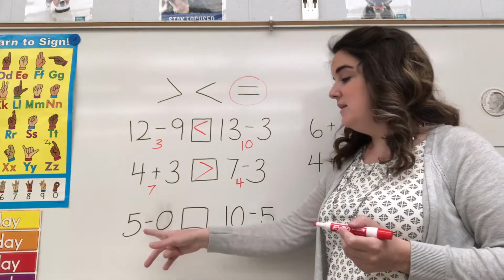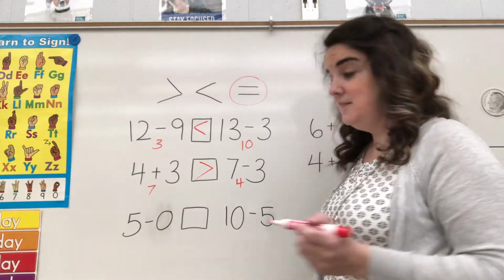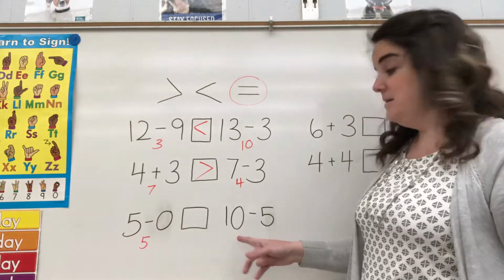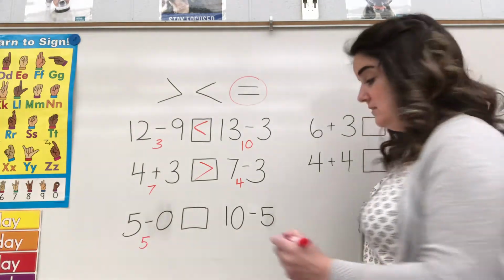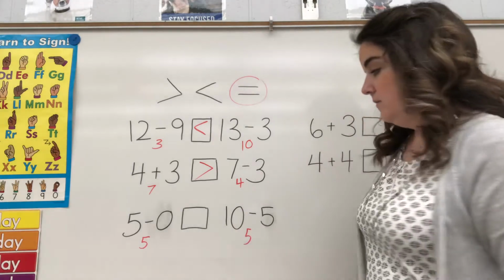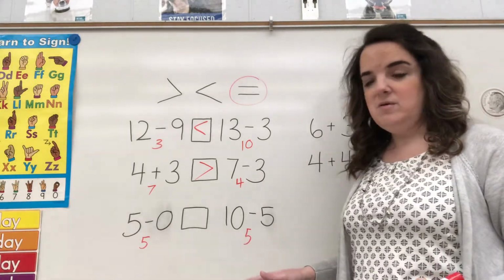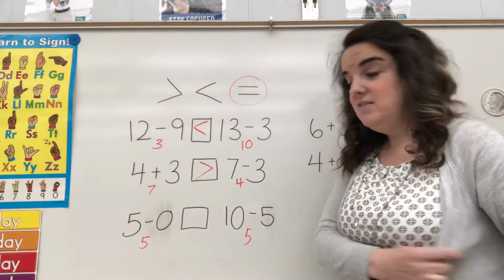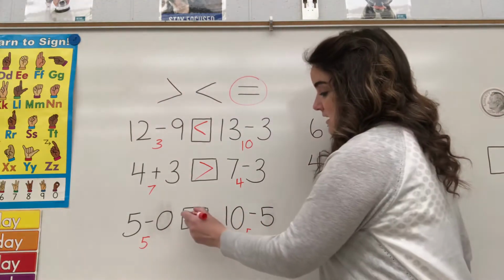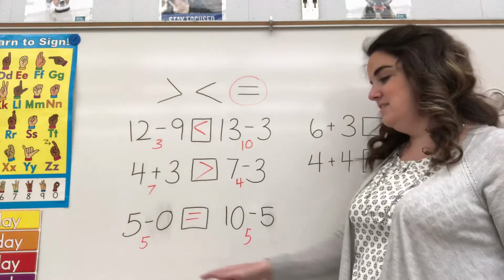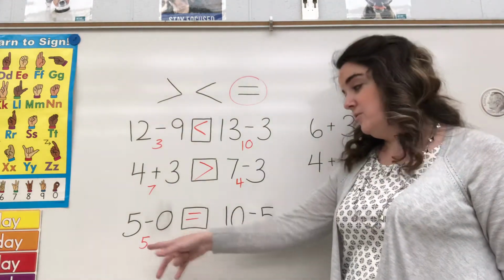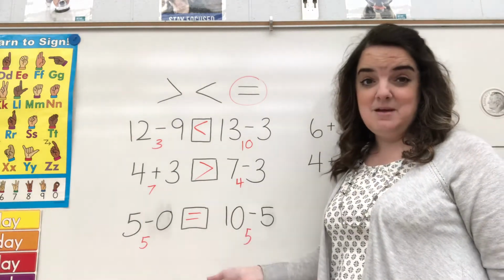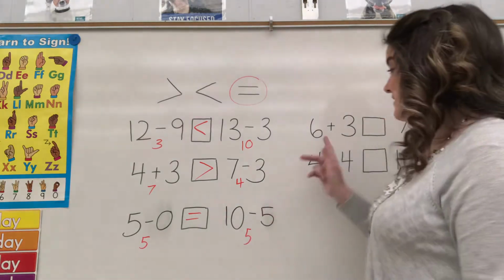We have 5 minus 0. That's an easy one. That equals 5. Now let's go over here. 10 minus 5 equals 5. Oh, 5 and 5. So that means, since these are the same numbers, that this problem is equal. It's the same, because 5 minus 0 equals 5 and 10 minus 5 equals 5. So it's equal. It's the same. Does that make sense?